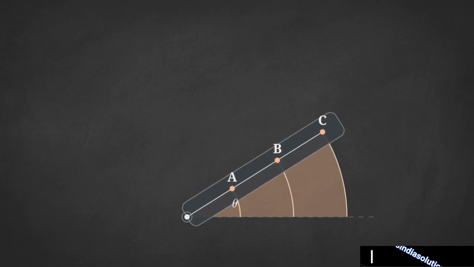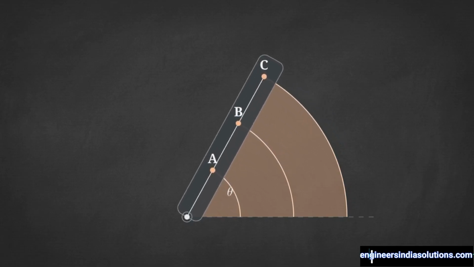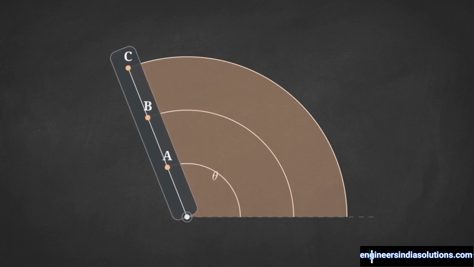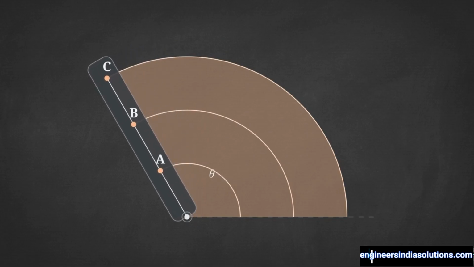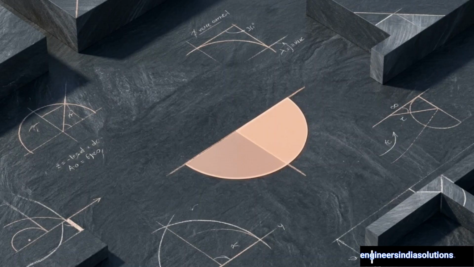To map this, we use the angle theta to measure rotation. Every point sweeps through that same wedge, covering the exact same angle simultaneously. This unified sweeping of angles is what we call angular displacement.